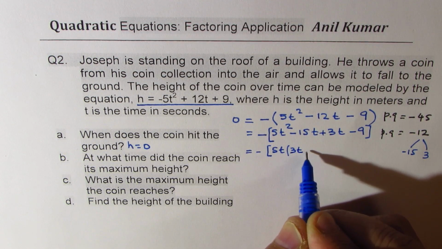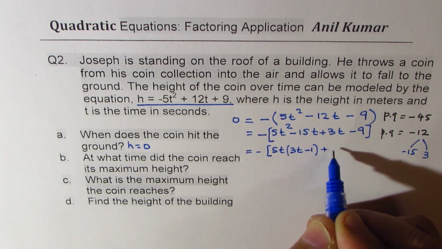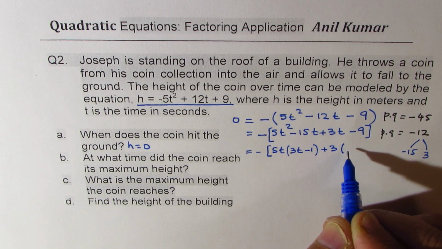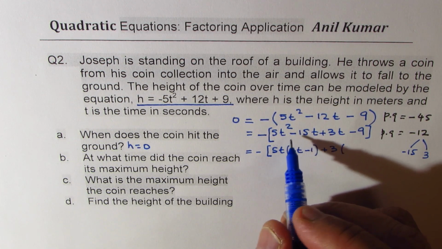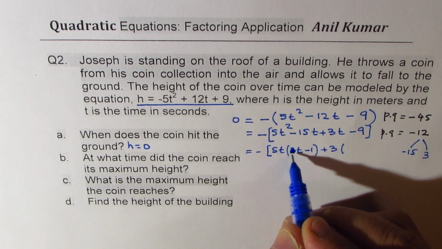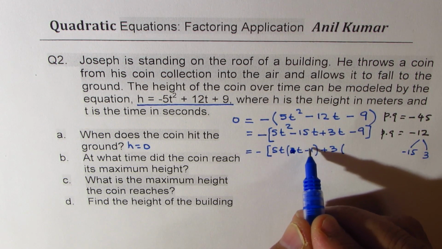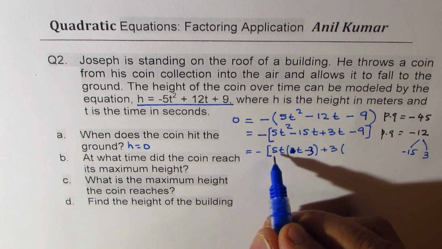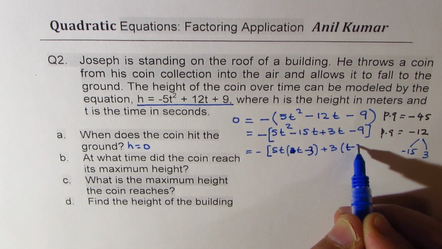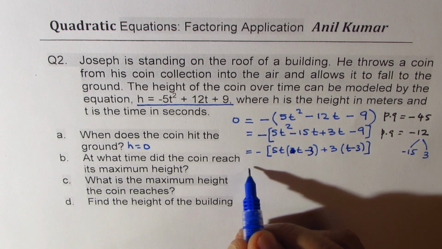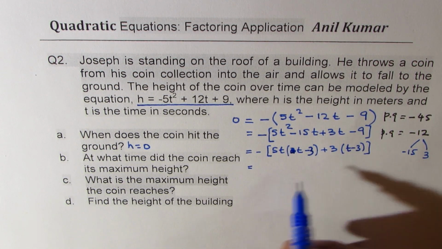We get 3t minus 1. And taking out 3 from here, just t minus 3, sorry. 15 divided by 5 is minus 3. So taking out 3 from here, we get t minus 3 here. Now, t minus 3 is a common factor.